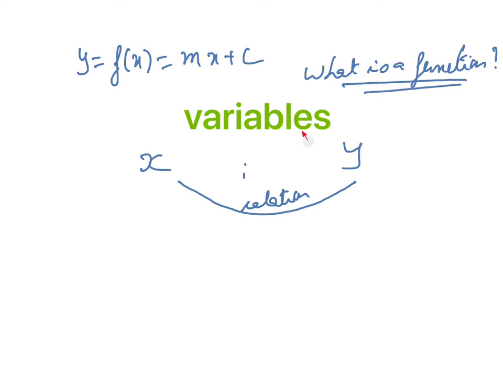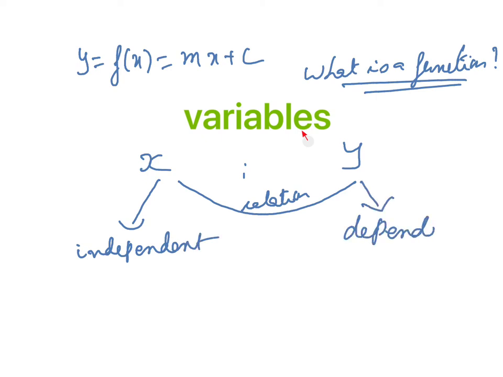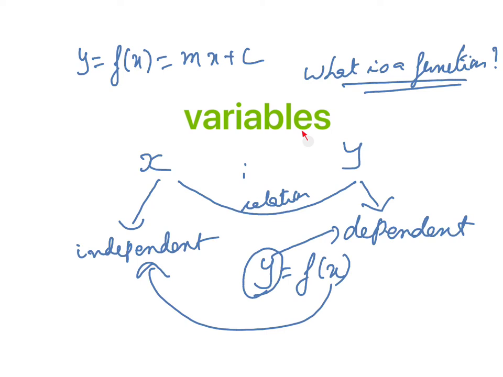So there are two variables here. X, we call an independent variable. X is an independent variable. And y, we call a dependent variable. That is why we write y is a function of x. That means y is dependent and x is independent.